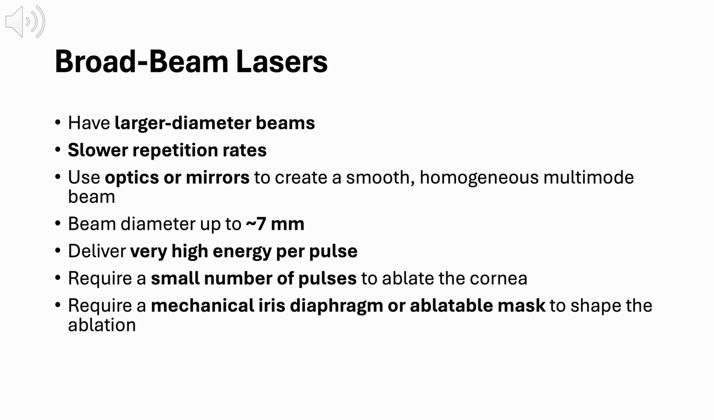Broad beam lasers were the earliest excimer laser designs used for corneal photoablation. They use a large diameter beam, sometimes up to about 7 millimeters, which covers most or all of the optical zone at once. Because each pulse delivers very high energy, relatively few pulses are needed to remove tissue. The trade-off is that these systems run at slower repetition rates and rely on optical elements, mirrors or mechanical apertures, such as an iris diaphragm or an ablatable mask, to shape the ablation pattern. So rather than painting the cornea point by point, broad beam lasers remove tissue in a single homogeneous exposure, with the shape controlled mechanically rather than digitally.